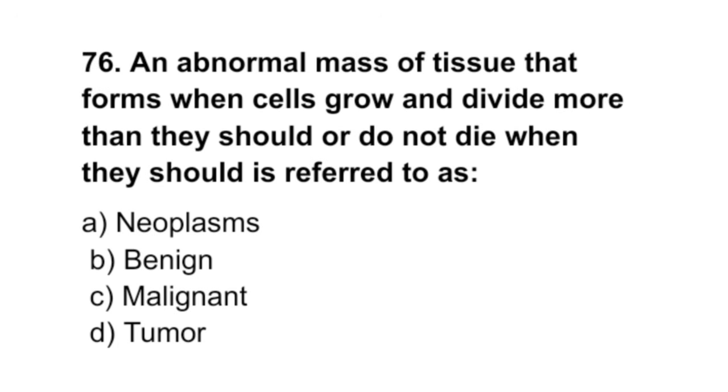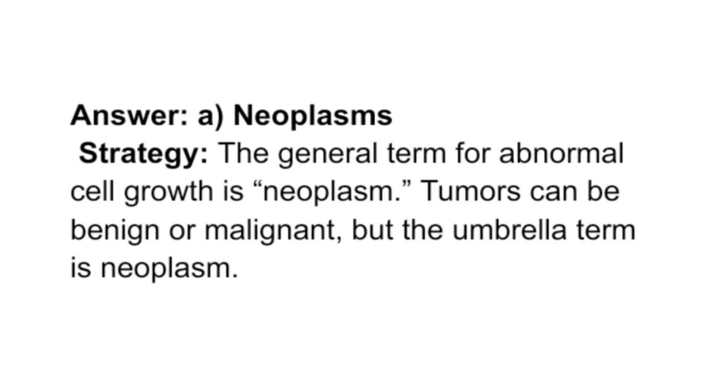76. An abnormal mass of tissue that forms when cells grow and divide more than they should or do not die when they should is referred to as A. Neoplasms. B. Benign. C. Malignant. D. Tumor. Answer: A. Neoplasms. Strategy: the general term for abnormal cell growth is neoplasm. Tumors can be benign or malignant, but the umbrella term is neoplasm.